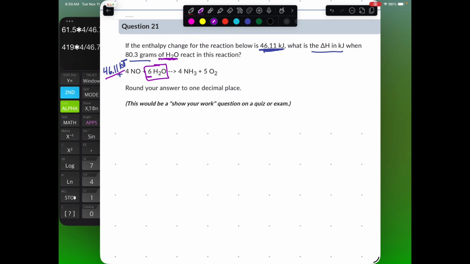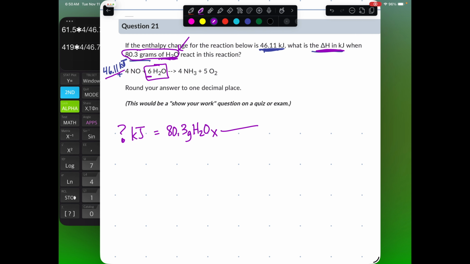But here's what I want to know. What is the amount of heat? What is the enthalpy change if I have 80.3 grams of water? So I know what is true for this reaction in terms of the heat and the moles of water. I want to know how that relates to 80.3 grams of water. All right, so I'm setting up my equation to solve, wanting to know what is the delta H in kilojoules if I'm starting with 80.3 grams of water.